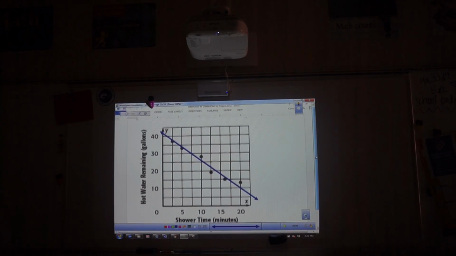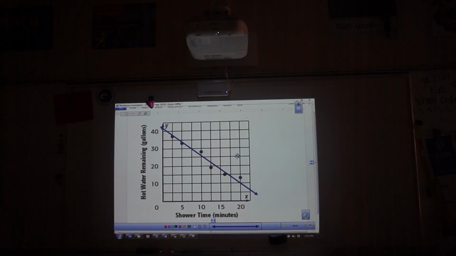All right, so now we're looking at shower time and hot water remaining. Well, the longer your shower is, the less hot water is left in your hot water tank. So let's look at that. What kind of relationship is it? Negative. Negative relationship. It's a negative slope. Think of it this way. Shower time is going up. What happens to the hot water in the hot water tank? It's going down. So that's a negative relationship.